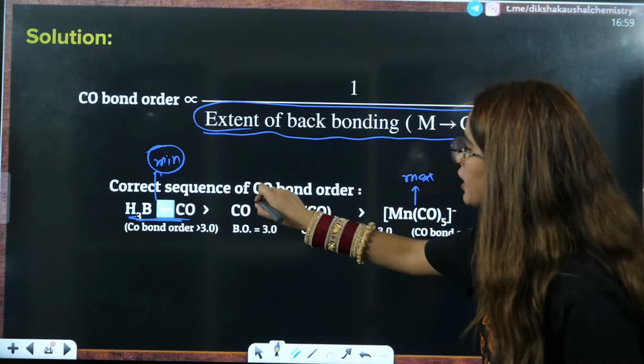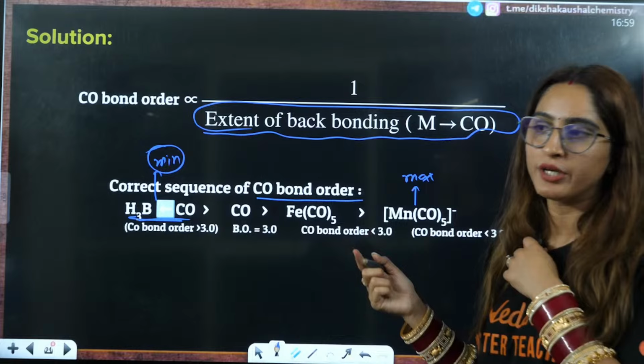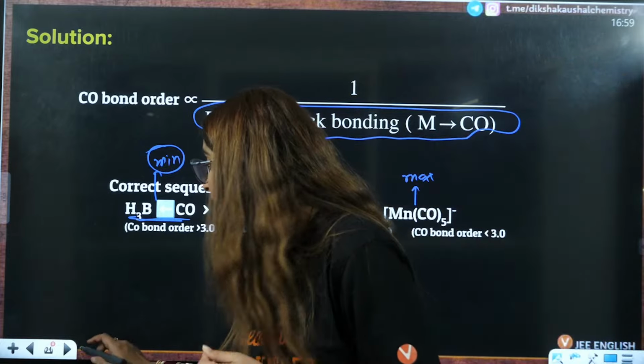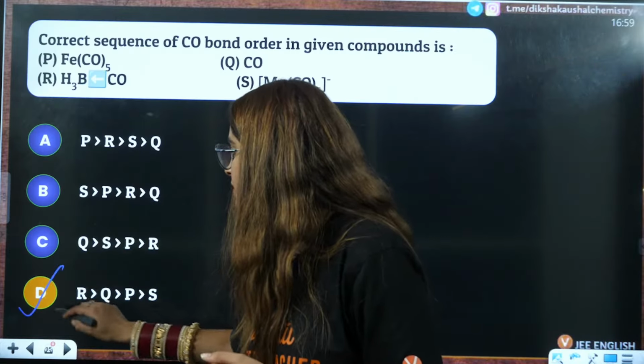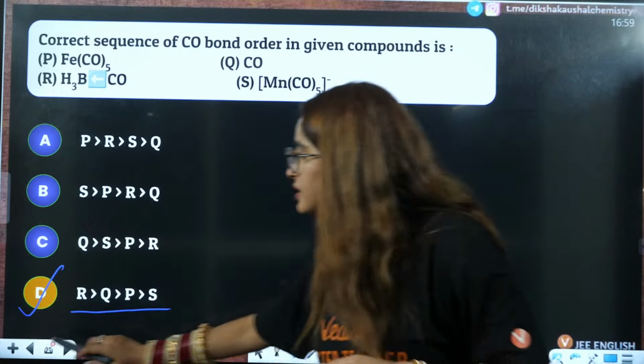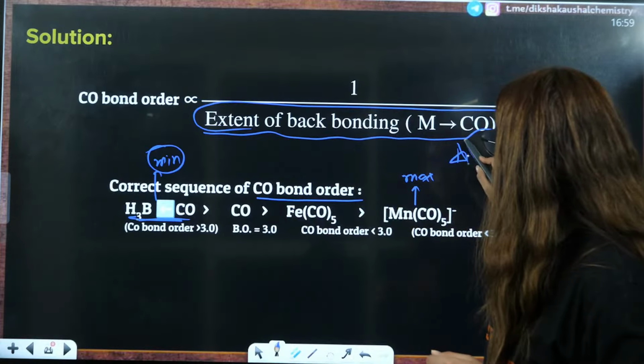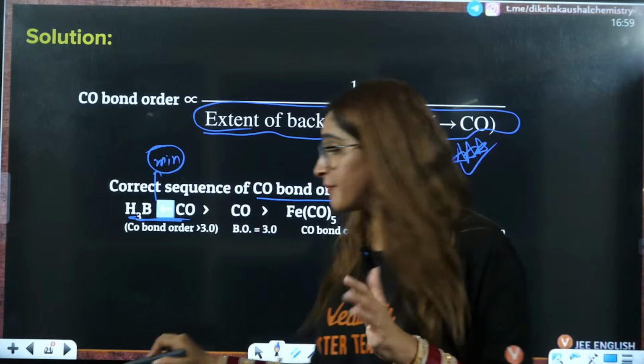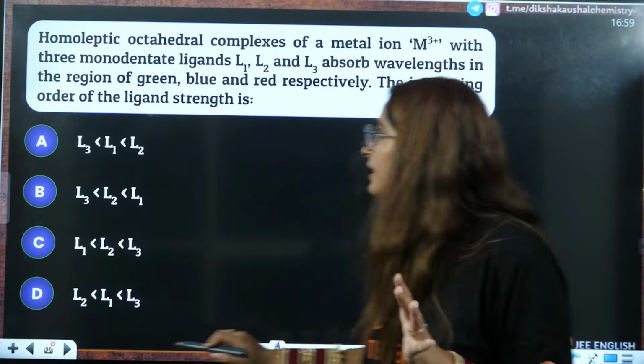So the order of CO bond order will be opposite here. That is opposite to the back bonding. So that is why the answer is going to be this. So this is very important, very important. High chances that they might ask you this in the next shift only, right?